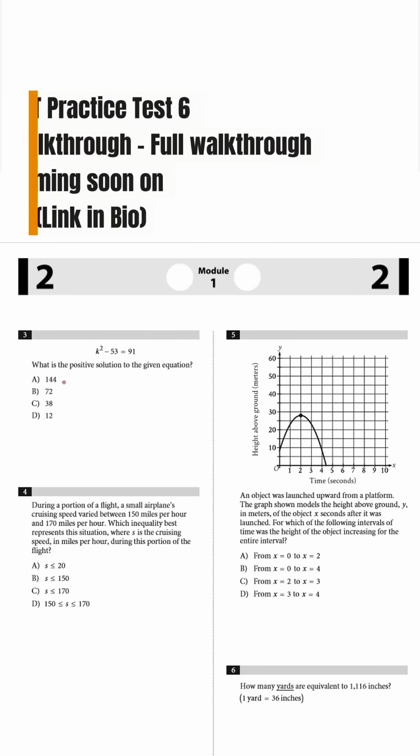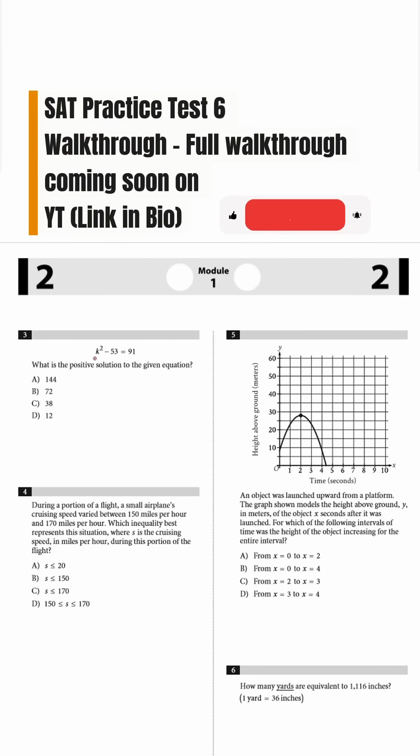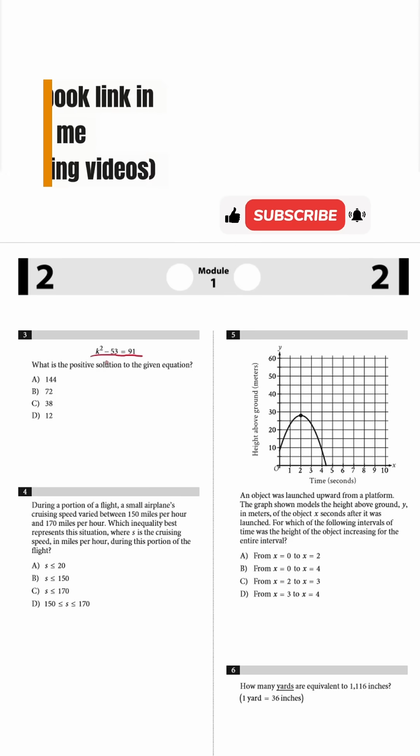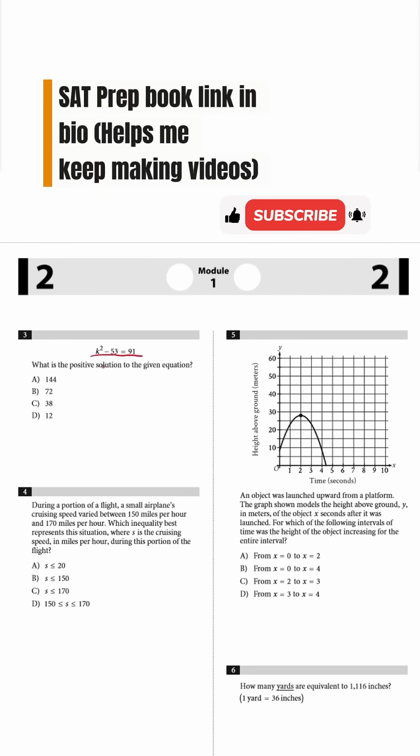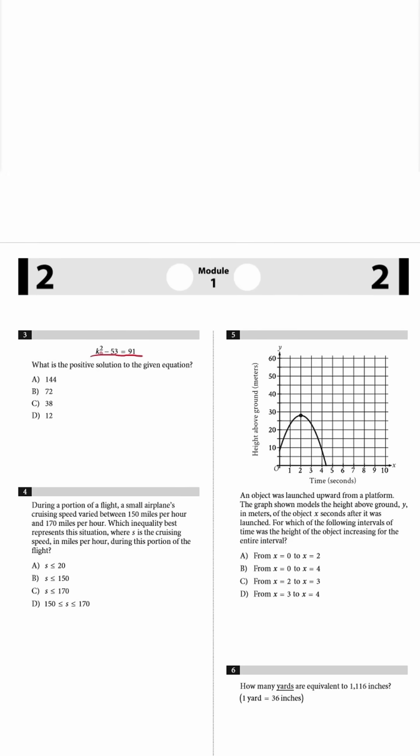Okay, so over here it asks us what is the positive solution to the given equation. So right here we're given k squared minus 53 equals 91. Now notice there's no extra k. So this question would be a little bit different if it were k squared plus k minus 53 equals 91. We would do something a little bit different.